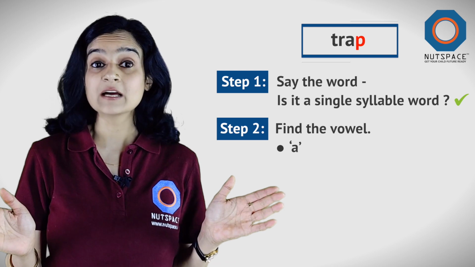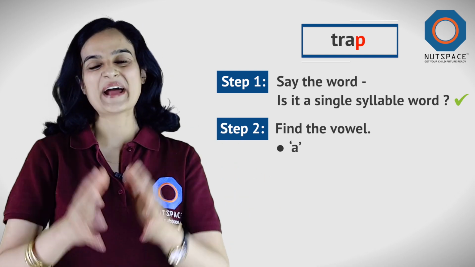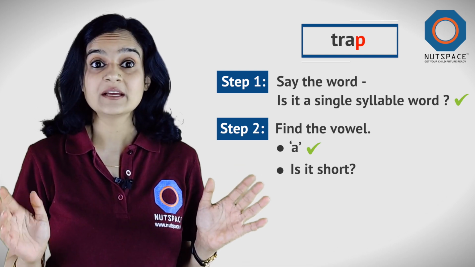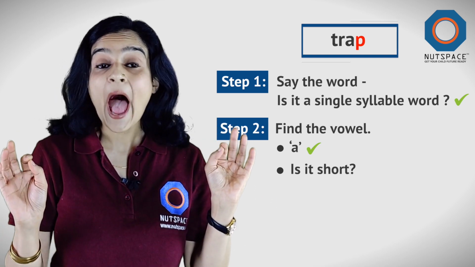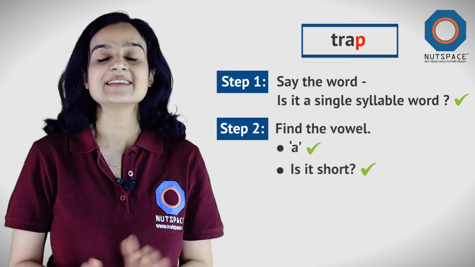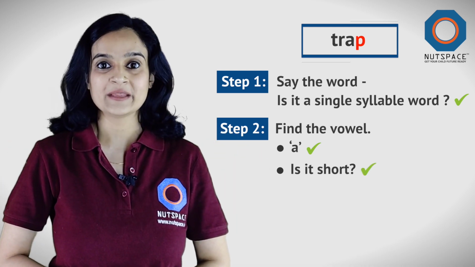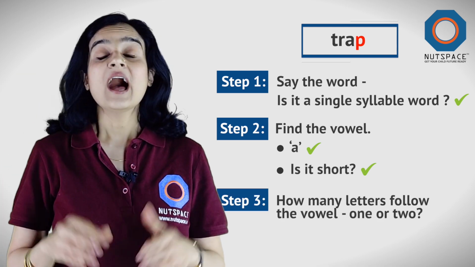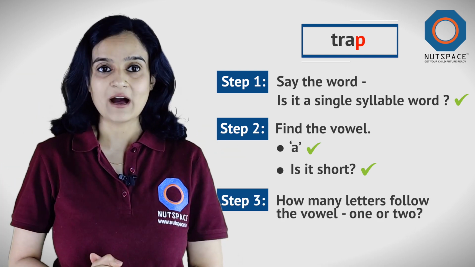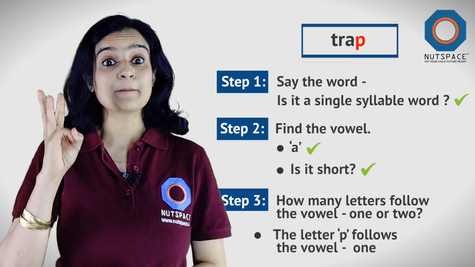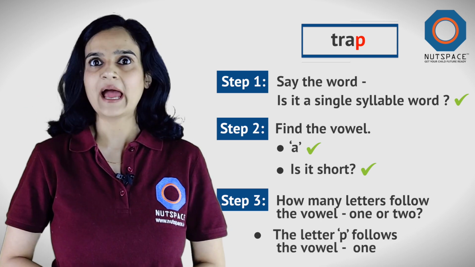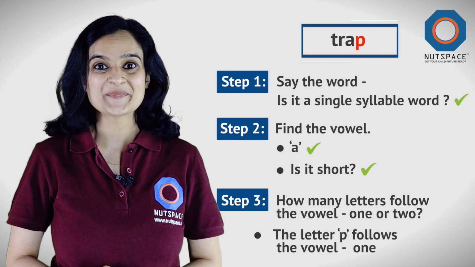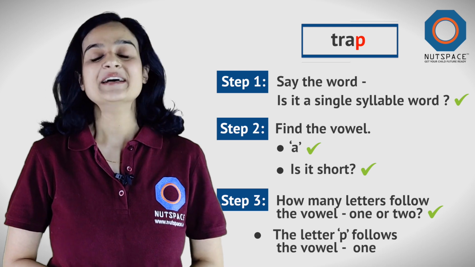Can you find the vowel in the word trap? You're right. A is the vowel. Is it making its short vowel sound? Say the word trap. A. Yes, it is making the short vowel sound. So far, 2 criteria and a tick mark on both. How many letters follow the vowel? T-R-A-P. P follows the vowel, and how many letters is that? 1 only. So will the rule apply? Yes, it will apply.